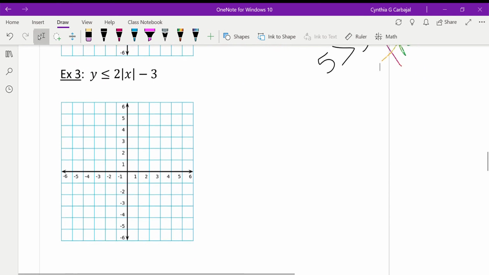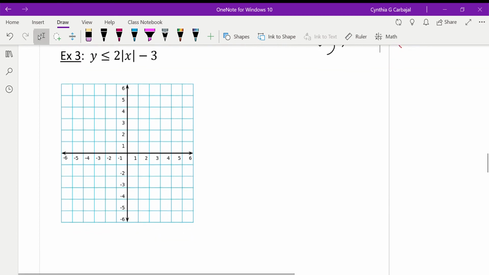Alright, next example. We have a minus 3. So we know that from the origin we move down 3. So my vertex will be here. There's no number inside the absolute value signs with the x, just x. So then my h would be 0, or you just don't move left or right. You're just there on the y-axis at 0 for the x value. Okay. And then the next thing is we have a vertical stretch. You can also think of it almost like your slope if you had a linear equation.